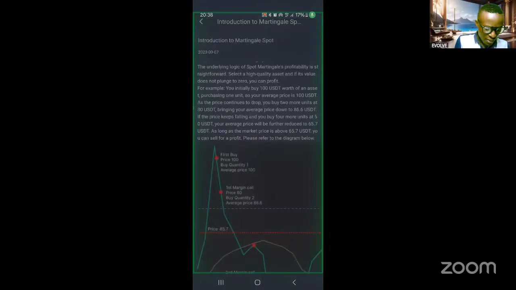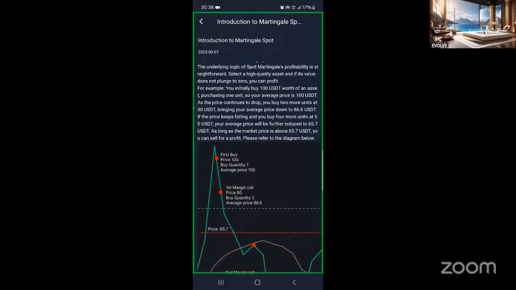underlying logic, I'm reading from here. The underlying logic of spot martingale profitability is straightforward. It means there are no corners. The underlying logic, what the real deal is.